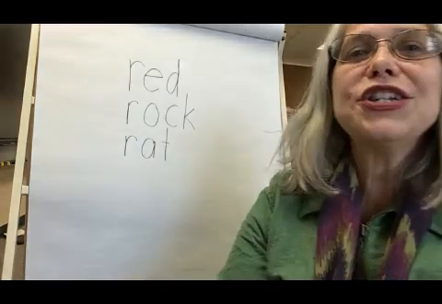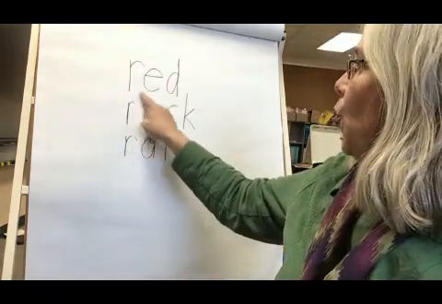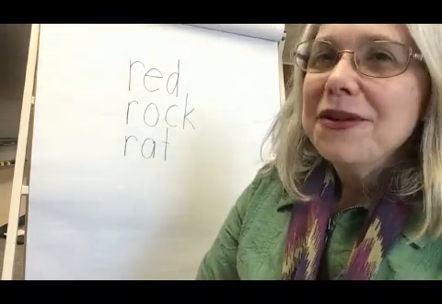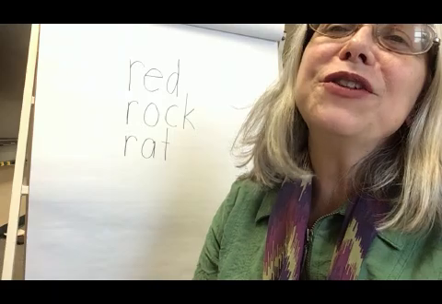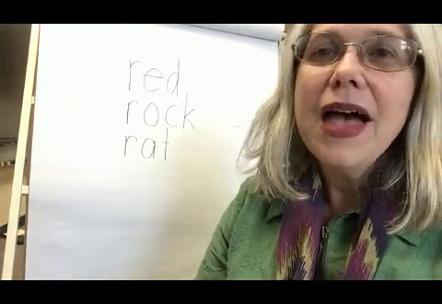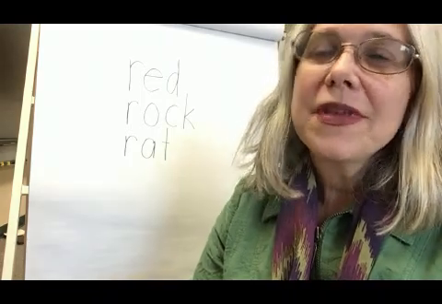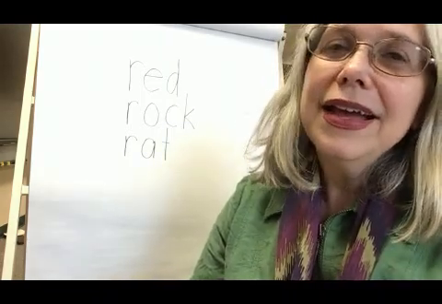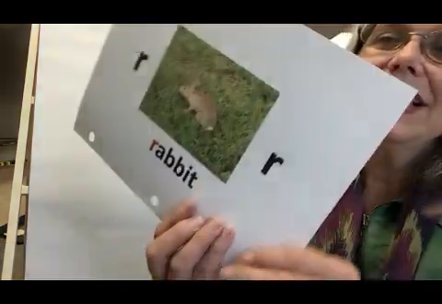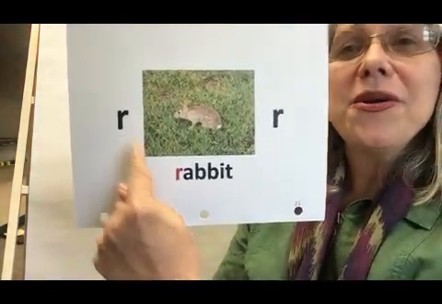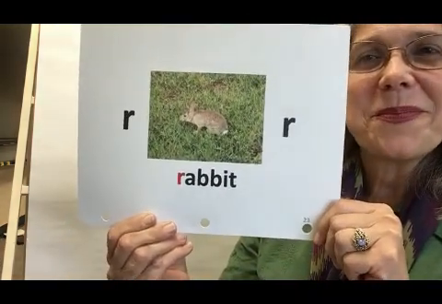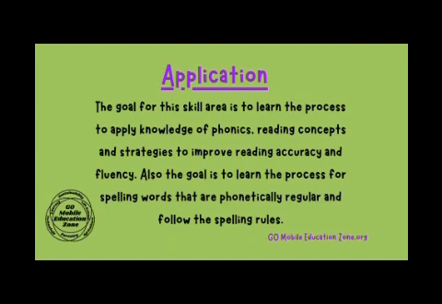All right, let's see if your prediction's correct. We have red, rock, and rat. Right, it was the letter R. Let's see if you can guess the keyword to help us remember this name and sound. I am an animal. I can hop, and I eat carrots. What am I? Right. It's a rabbit. R, rabbit. Good job.